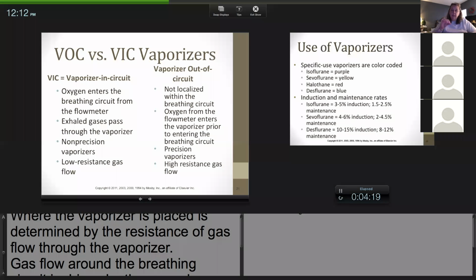But again, the current agents we use, iso and sevo, have such a high vapor pressure that they are not supposed to be used with a vaporizer in the circuit. I don't think any of you will see one in a clinic because they're not appropriate for our agents. You may have a clinic that has one sitting in the corner, like an old machine they don't use anymore. But on a board exam, they might talk about a vaporizer out of circuit, which is a precision vaporizer, and an in circuit, which is non-precision, meaning you can't deliver a precise amount.